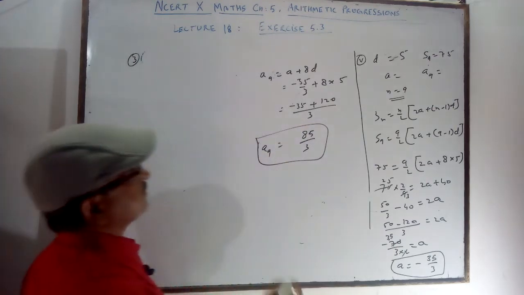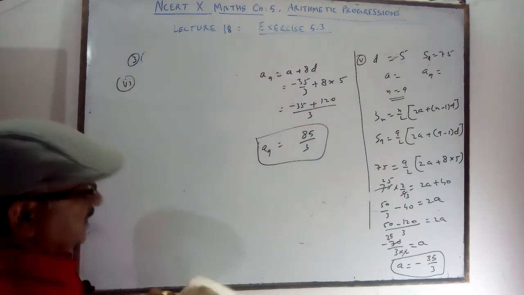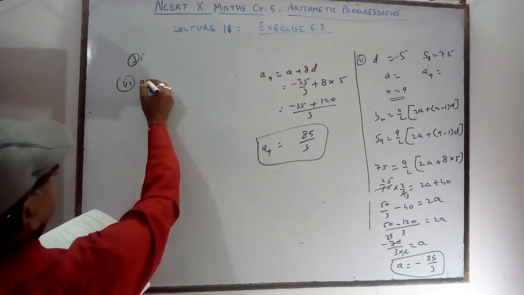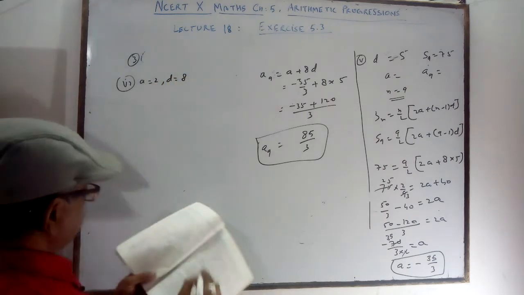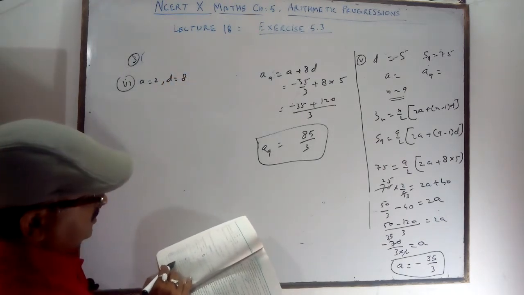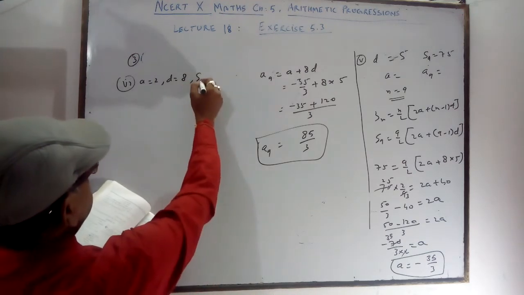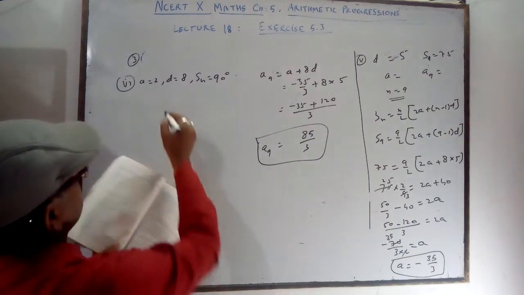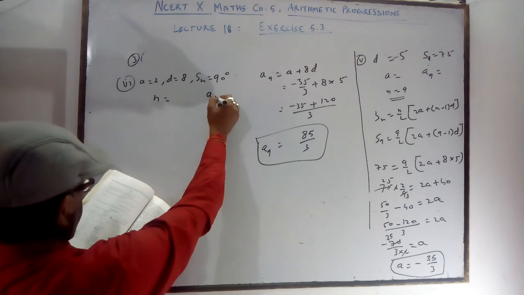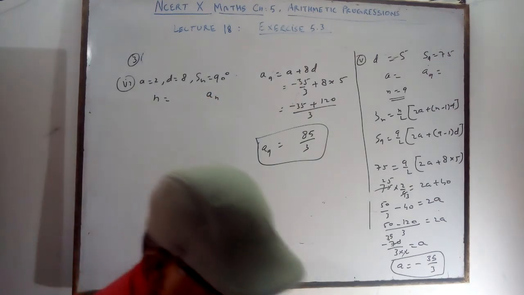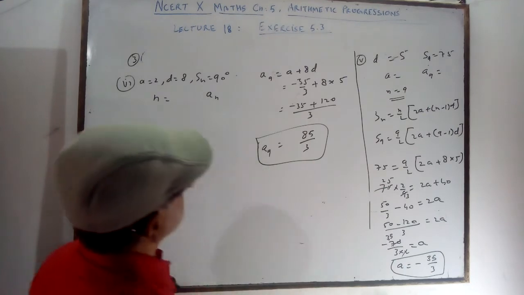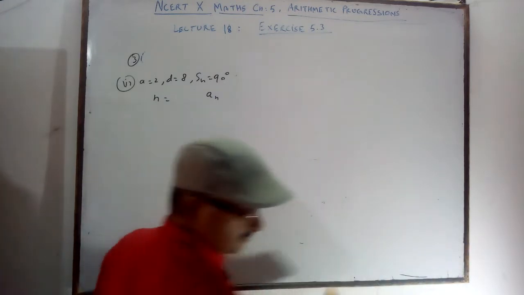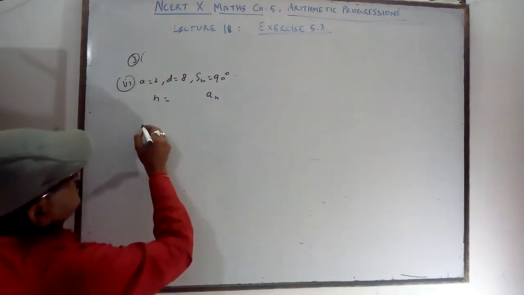One answer. Sixth part. What is the sixth part you are saying? Sixth part is given. A is equal to 2, D is equal to 8, Sn is equal to 90, and find N and An. You want to find out N and An. In the sixth part, according to what is given, you put the value. What is given? Sn is given.